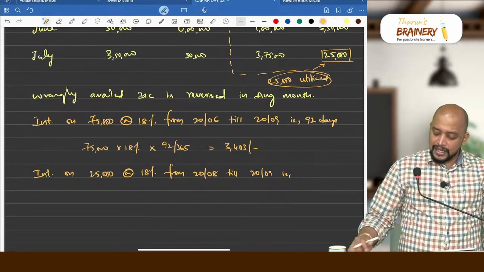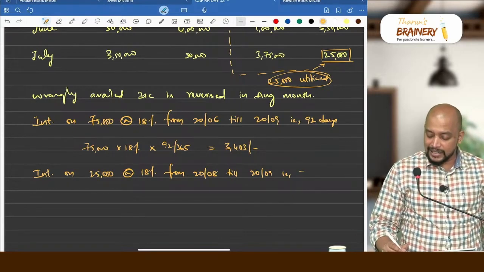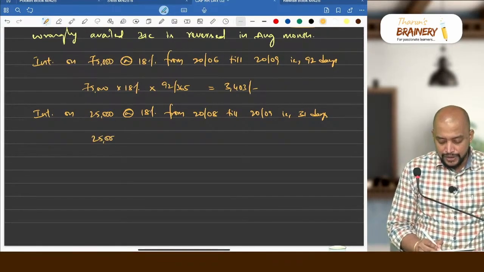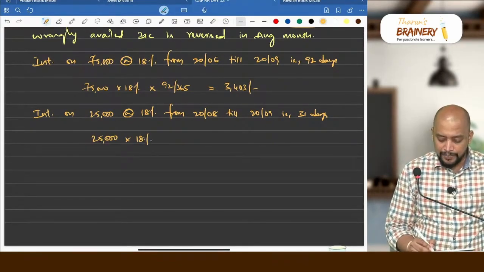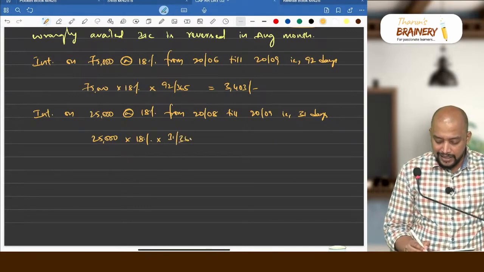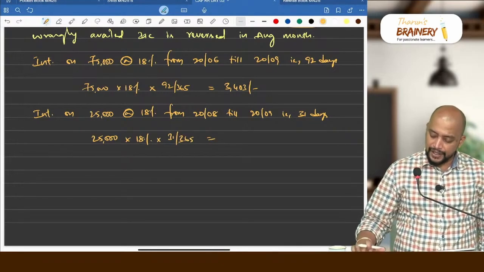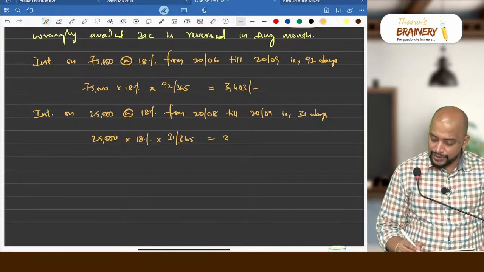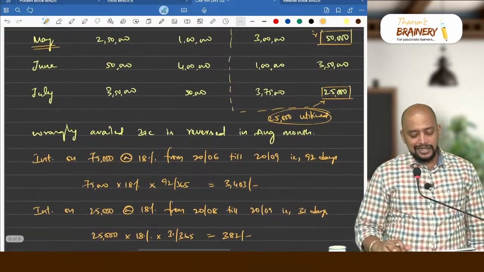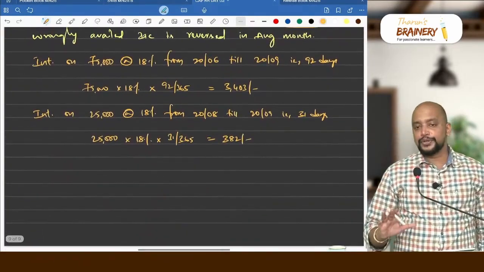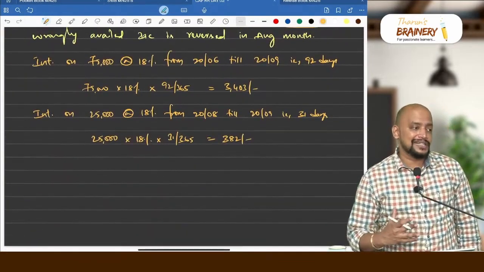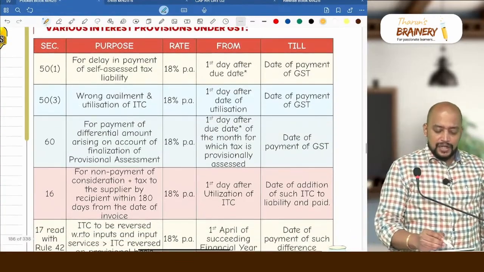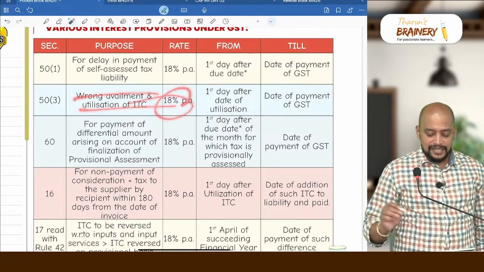That is how many days? In August 11 days, September 20 days, that is 31 days. For these 31 days, we need to compute interest. So 25,000 into 18% into 31 by 365, that comes to 382. This will be the interest. So this is how the interest needs to be computed in case of wrong availment and utilization of ITC, that is 18% per annum.